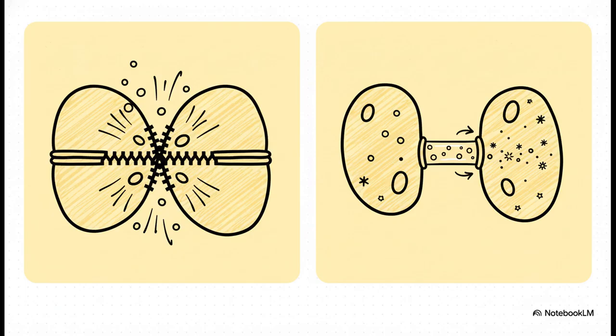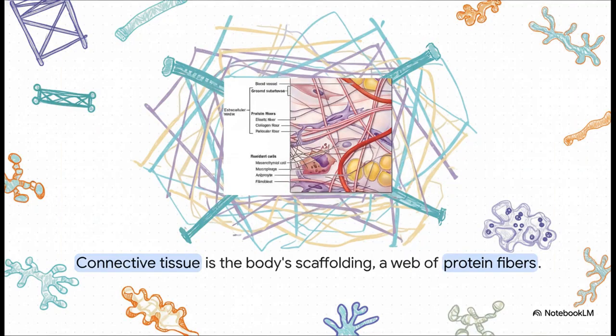It's all about control and communication. All right, now let's look at something completely different. A huge contrast to that neat wallpaper we just saw. This is connective tissue. Yeah, it looks a lot messier, right? More like a tangled web. But that messiness is actually its superpower.